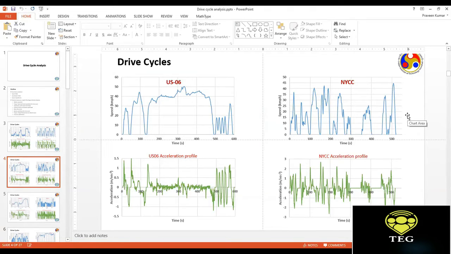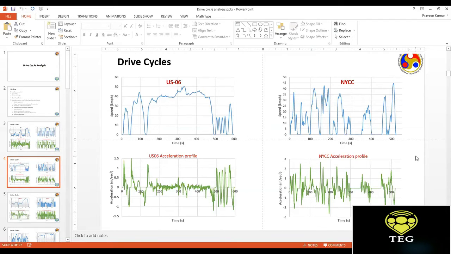If you see here, there are instances when the vehicle comes to almost a standstill. Here, for example, the vehicle is at standstill and then accelerates continuously up to 35 kilometers per hour. There are other instances, for example, here at 100 seconds, the vehicle comes to a standstill and then accelerates from 0 to 40 kilometers per hour. So these are very steep accelerations.